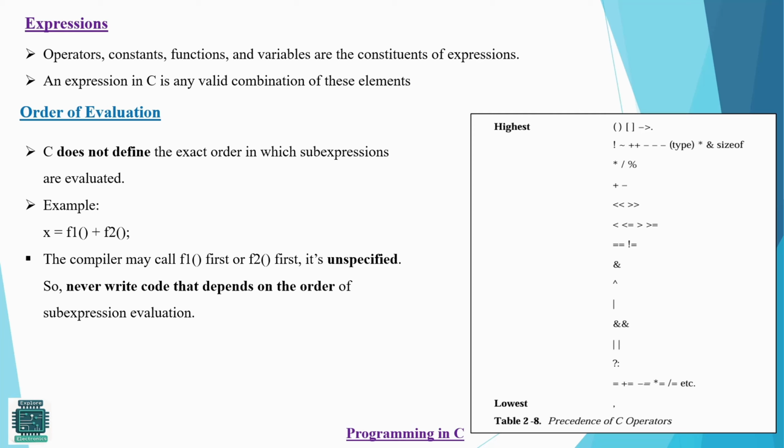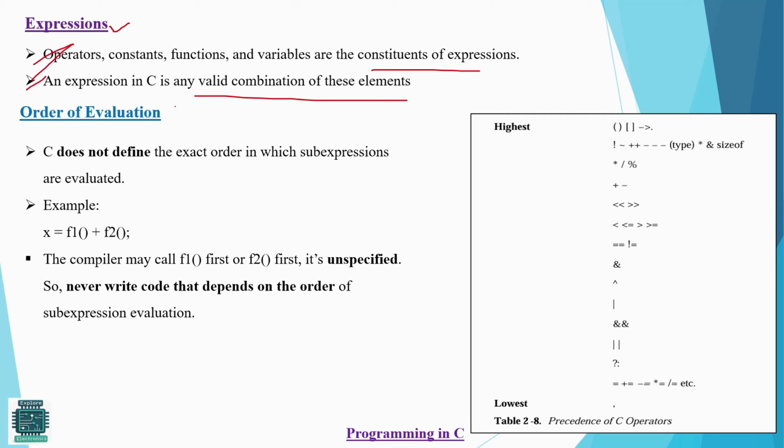Operators, constants, functions and variables are the constituents of an expression. An expression is any valid combination of these elements. It's nothing but a combination of the things we have learned so far: constants, functions, and many types of operators and variables, including local variables and global variables. All of these combine to form an expression. That's what this point says.